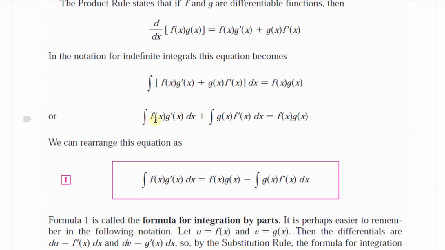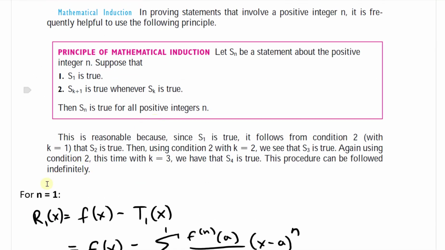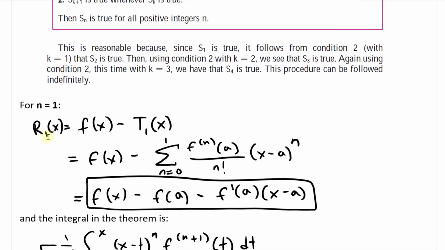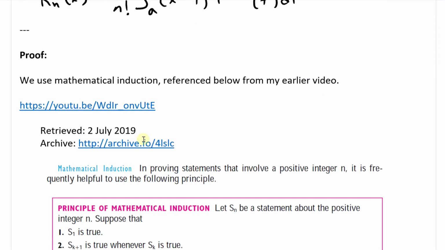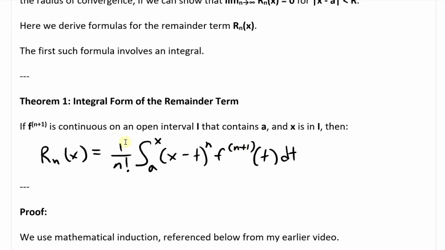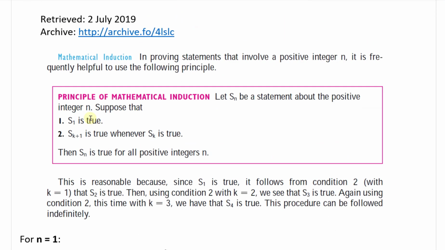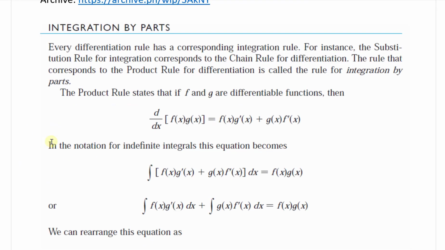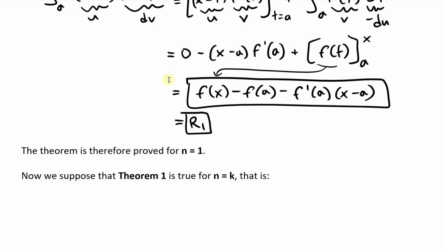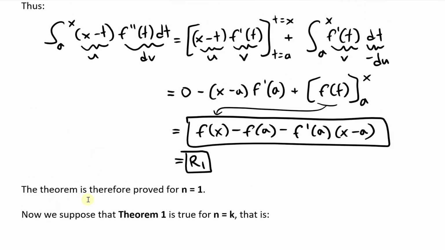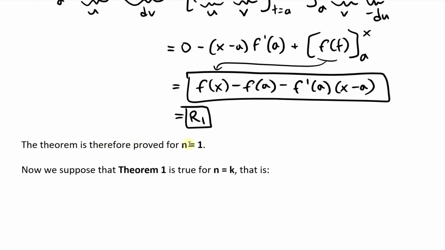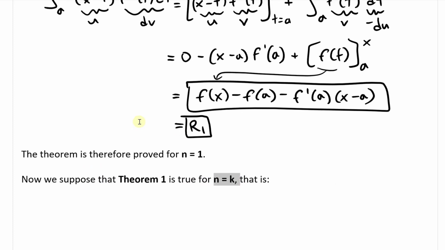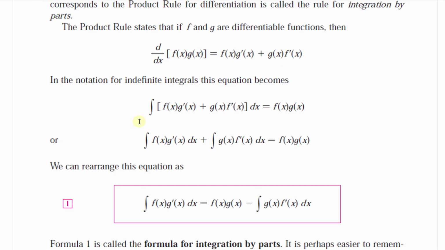If we scroll up here from our theorem, and also for induction, we've proved that R1 is equal to this, which is equal to this right here. In other words, we've solved for the first case. So S1 is true in our case, n equals 1, so R1 of x is equal to the theorem. Now that we've shown that the theorem is proved for n equals 1, we suppose that theorem 1 is true for n equals k, and then we're going to use induction to try to prove it for n equals k plus 1.